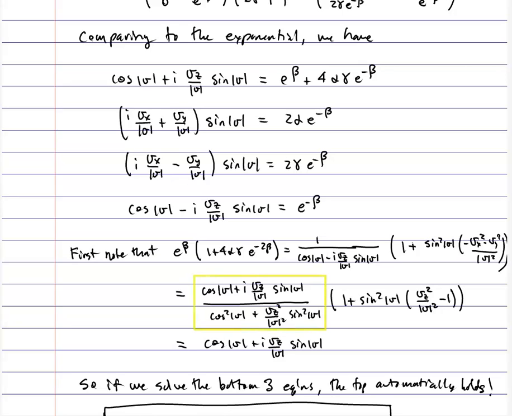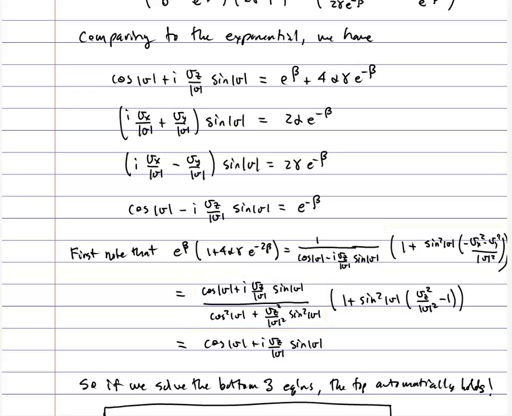So I'm going to multiply by 1 in the form of cosine v plus i vz over v sine v divided by cosine v plus i vz over v sine v. The denominator is then going to be cosine squared v plus vz squared over v squared sine squared v. And in the numerator, I get cosine v plus i vz over v sine v.